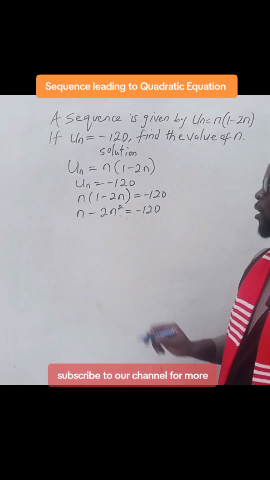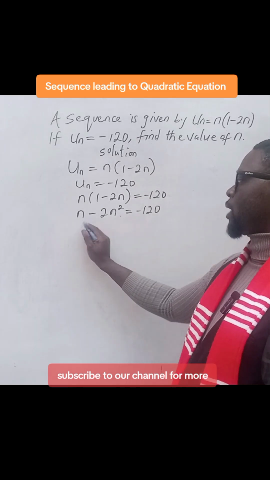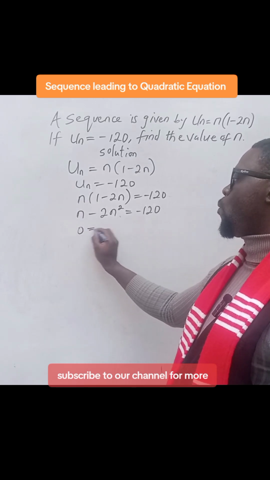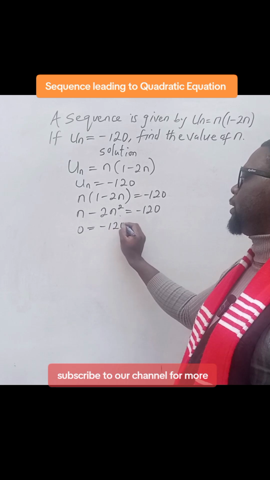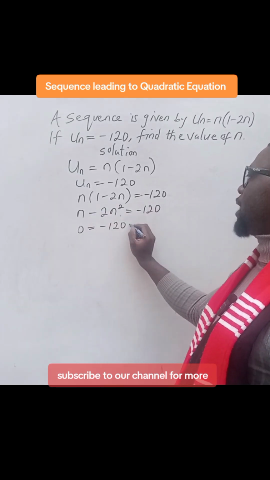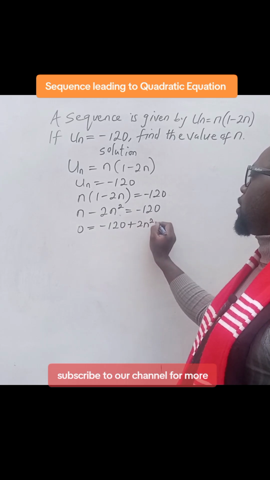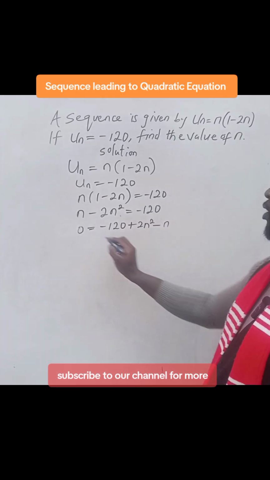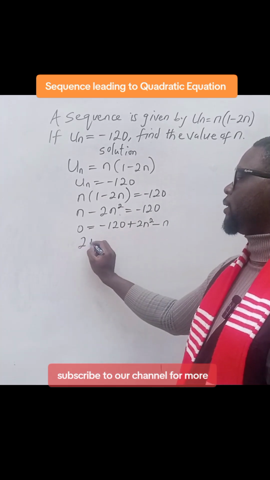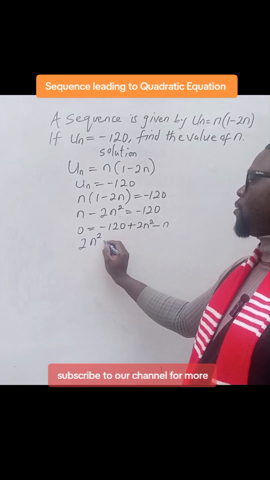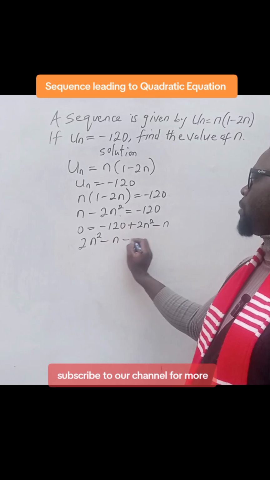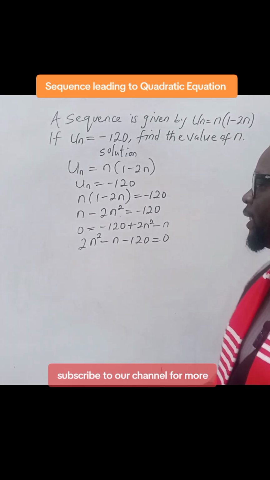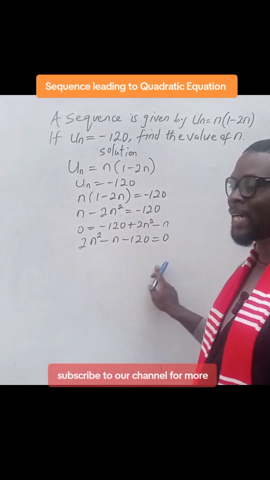Alright. Okay, so you arrange it quickly. You can take everything to the right hand side so that you have 0 equals minus 120. When this goes to this side, it becomes plus 2n squared. When this comes, it becomes minus n. So that means that we'll have 2n squared minus n minus 120 equals 0. So this was a quadratic equation. We have formed a quadratic equation.